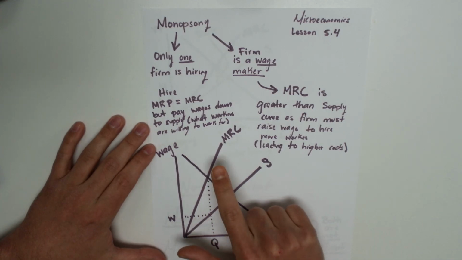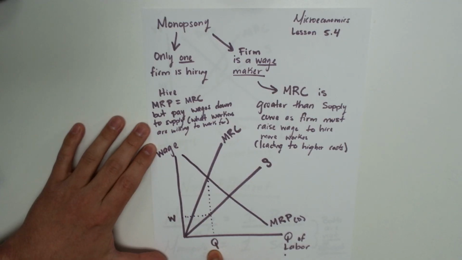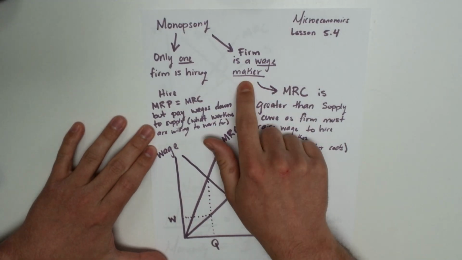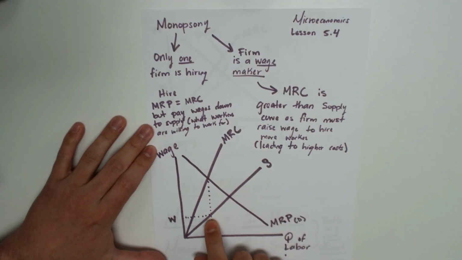The firm is going to hire where MRC equals MRP, which is right there. So that's the quantity of workers they're going to hire. But since they are a wage maker, they get to set the wage and they're going to set it down to what workers are willing to work for, which is down to the supply curve. And that's the wage that workers will receive.